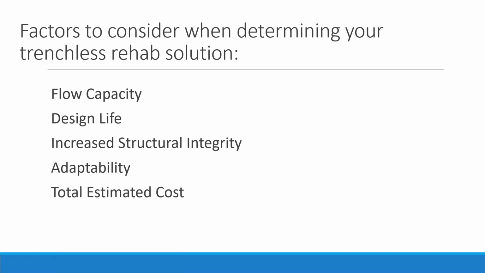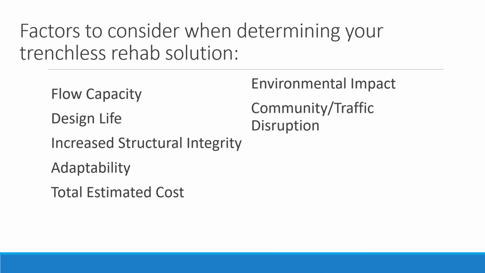Fifth, total estimated cost of the solution, which includes contingency and design fees, as well as materials and construction costs. Sixth, its environmental impact. What impact does the solution have on the surrounding environment and waterway area? Seventh, community and traffic disruption, or how will the rehabilitation method impact traffic flow, business operations, and daily life of the community?